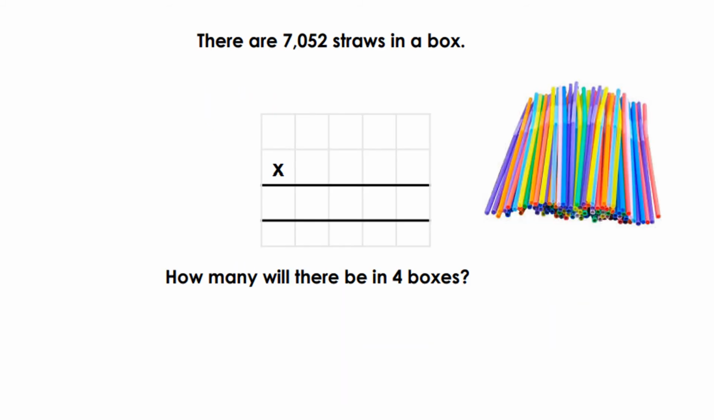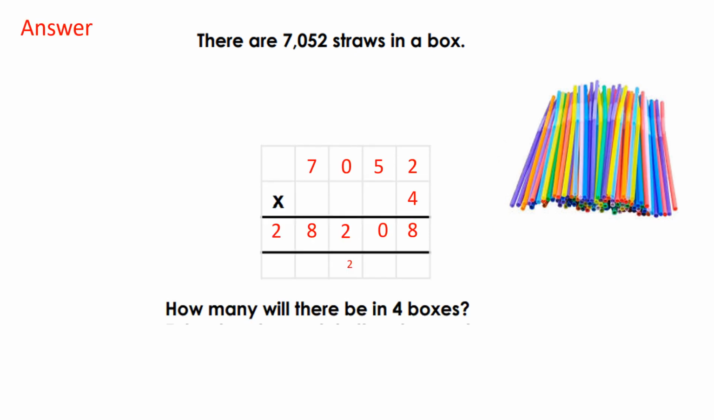Last question. So on the screen there is a word problem where you need to use the formal written method to calculate the answer. It says, there are 7,052 straws in a box. How many will there be in 4 boxes? Pause the video to give yourself some time to work this out.